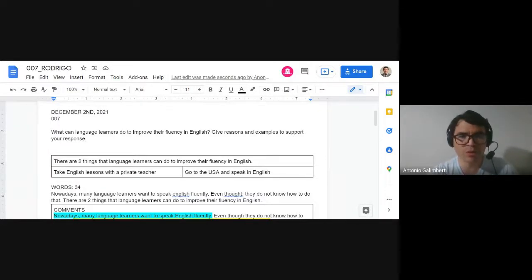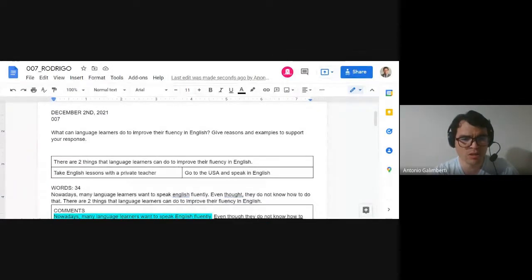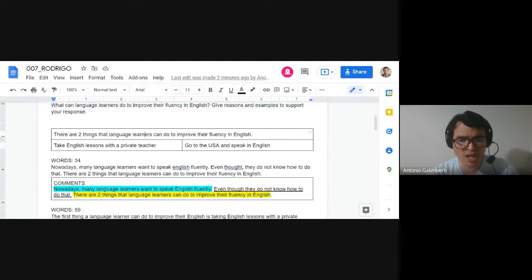Hello. So we're going to review here this essay. It's a short, brief essay for the FC exam. And the question is, what can language learners do to improve their fluency in English? Give reasons and examples to support your response. So this is the graphic organizer, and we have the thesis statement right here.